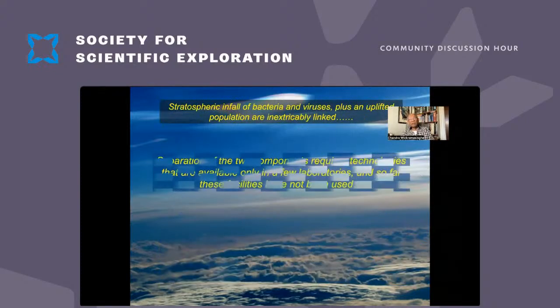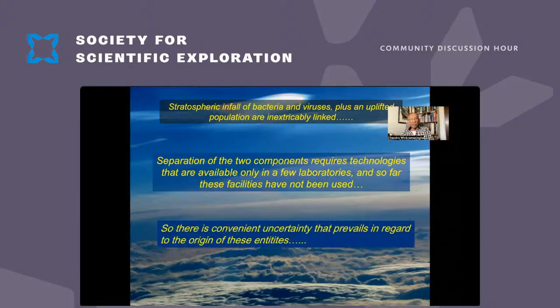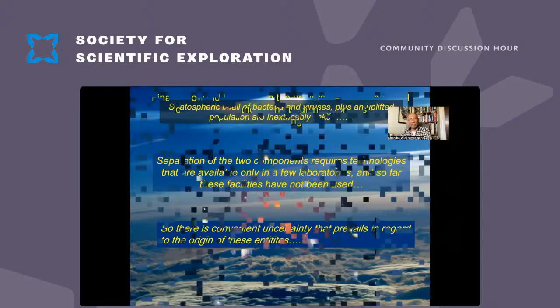So that's the bottom line: technologies are available, but only in a few laboratories in the world, to separate space-incident bacteria from the indigenous bacteria on Earth. So as far as the skeptic is concerned, the person who wants to believe in spontaneous generation, there is a convenient uncertainty that prevails regarding the origin of these entities.